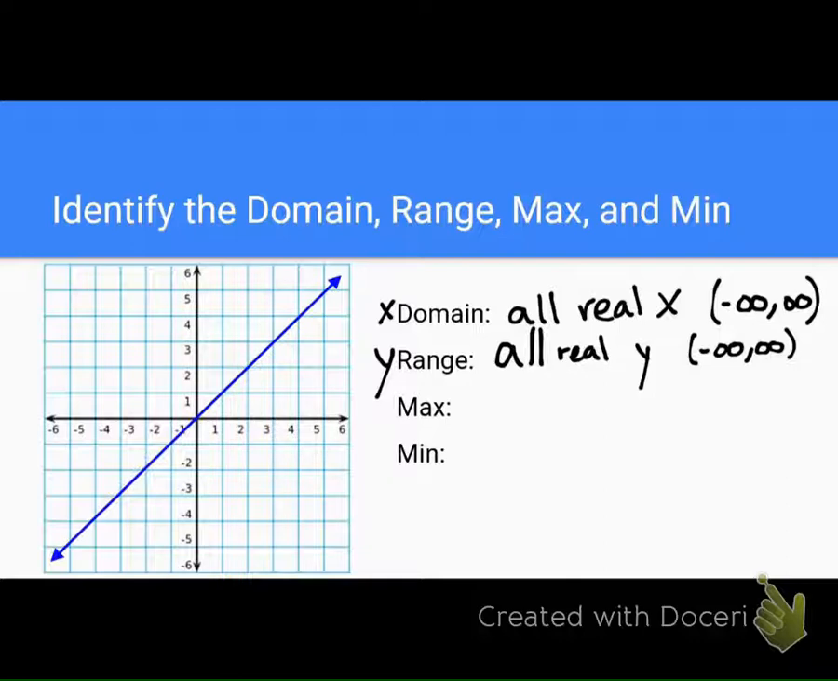My max for this line, the maximum, doesn't really exist because I can always go further up. So there really is no highest point. So I would say none. And then similarly, the minimum, I can always go down. So there's no lowest point either. So I would say none.